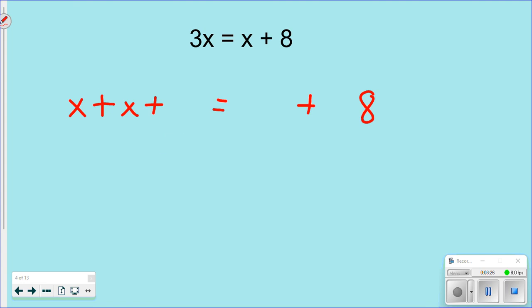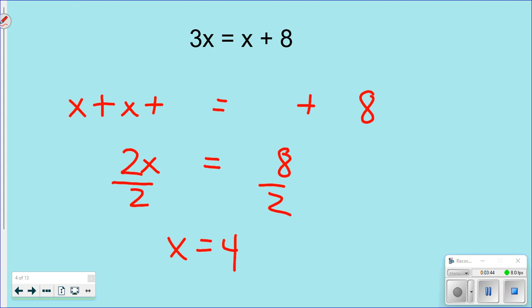Okay, I canceled things out that I know will cancel each other out. So now on this side, I have two x's left equals 8. And then I can solve just like what we've been doing in the past: 2x divided by 2, divided by 2, x is 4.